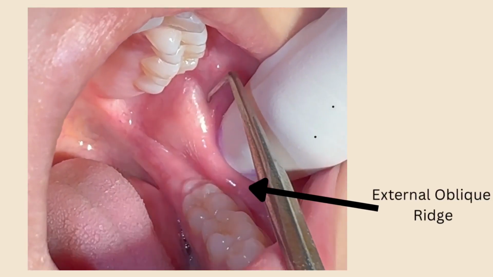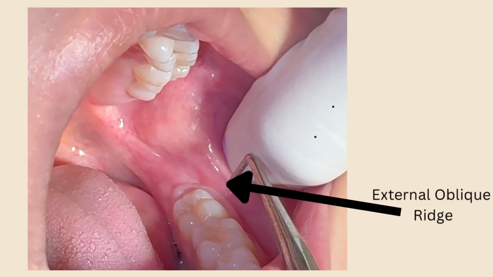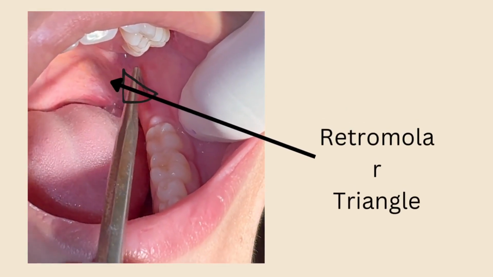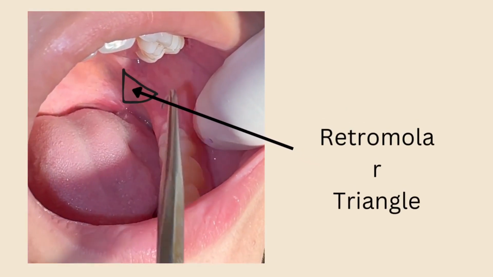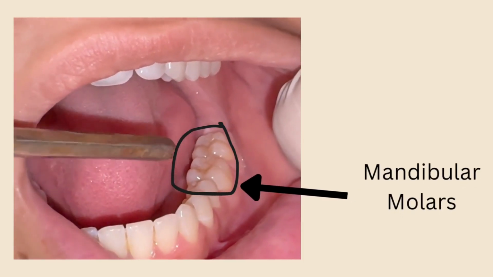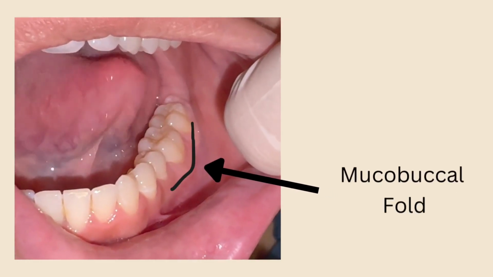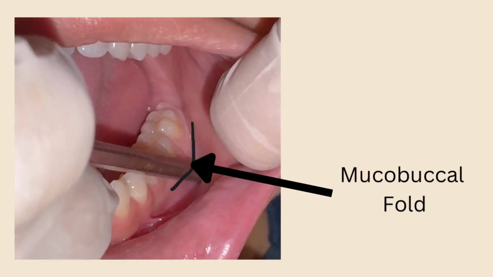Here the running tip of the explorer shows the external oblique ridge. The triangle in the video is the retromolar triangle. So the outline shows the mandibular first and second molars. The line designates the mucobuccal fold.